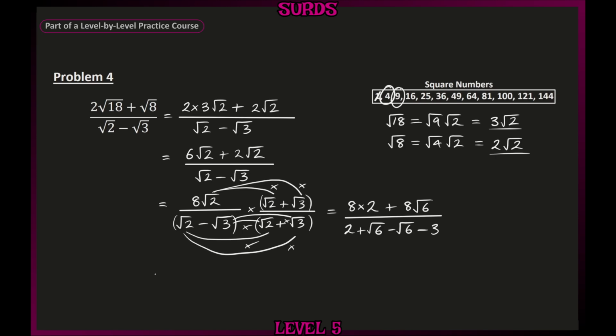So staying on our numerator, 8 times 2 is 16, and we still have a plus 8 root 6. And on the denominator, as expected, the root 6 and the minus root 6 cancel out, and we're just left with 2 minus 3, which gives us minus 1. Now, if we divide each of the terms in the numerator by minus 1, the 16 divided by minus 1 becomes minus 16, and 8 root 6 divided by minus 1 becomes minus 8 root 6. So minus 16 minus 8 root 6 is our final answer to problem 4.